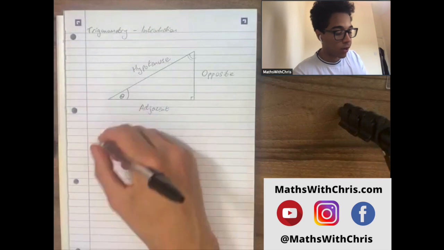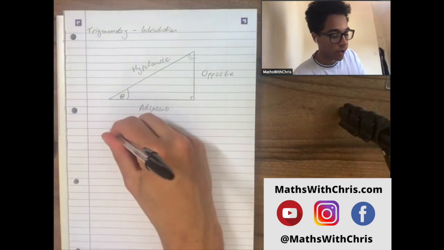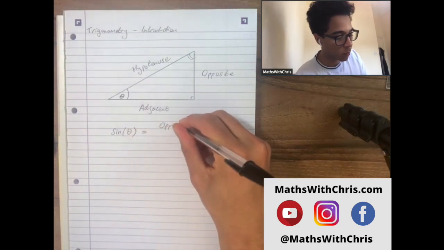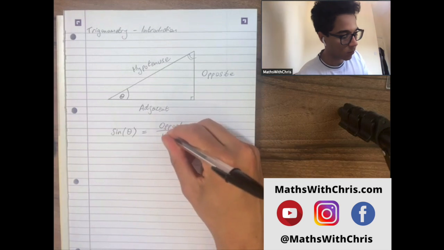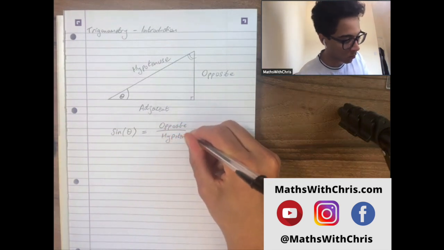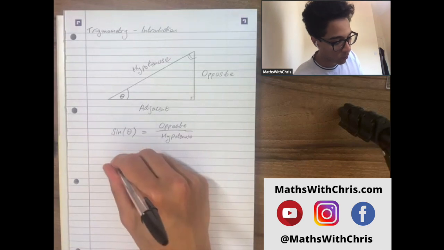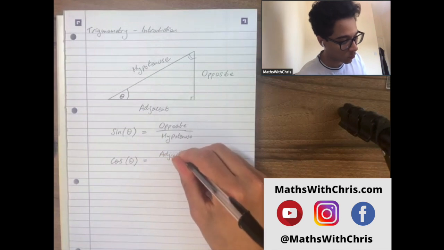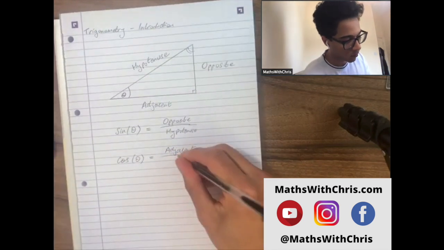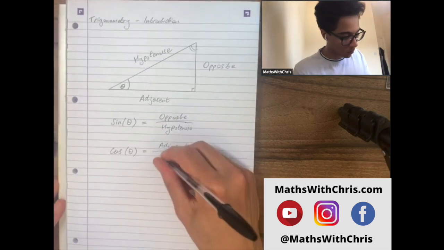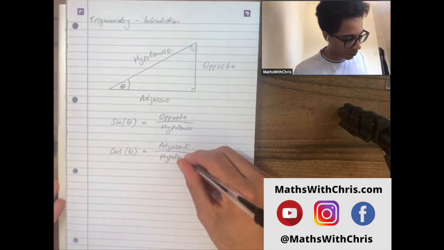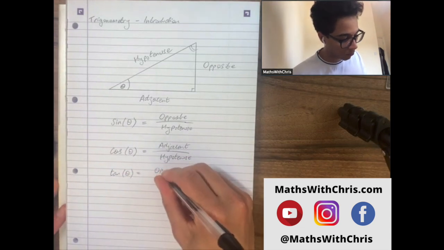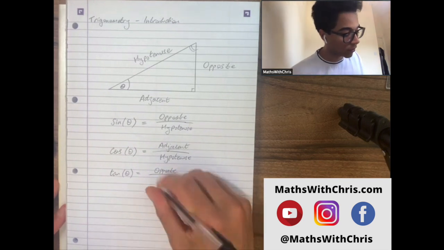So from that, we can define the three main trig functions. Sine theta is opposite over hypotenuse. Cos theta is adjacent over hypotenuse. And tan theta is opposite over adjacent.